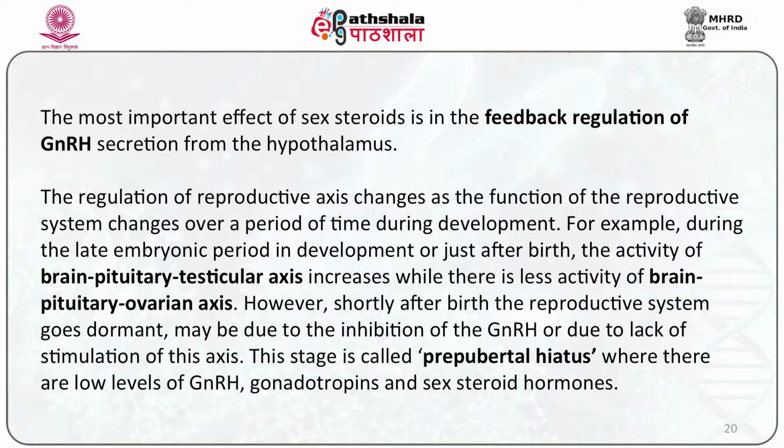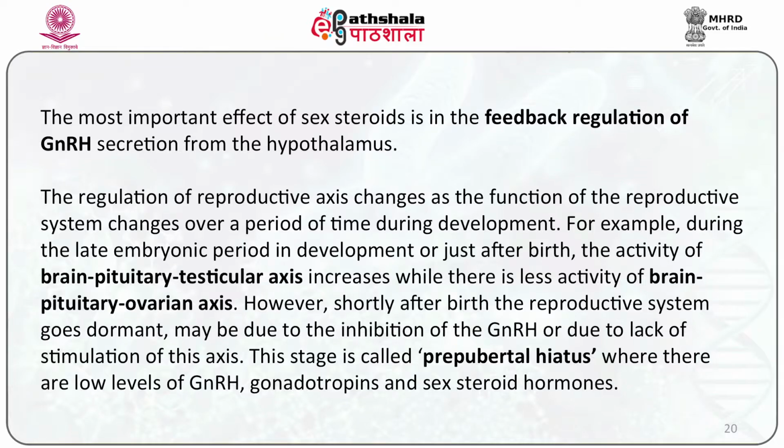The regulation of the reproductive axis changes as the function of the reproductive system changes over a period of time during development. For example, during the late embryonic period in development or just after birth, the activity of the brain-pituitary-testicular axis increases, while there is less activity of the brain-pituitary-ovarian axis. However, shortly after birth, the reproductive system goes dormant, maybe due to inhibition of GnRH or due to lack of stimulation of this axis. This stage is called the prepubertal hiatus, where there are low levels of GnRH, gonadotropins and sex steroid hormones.